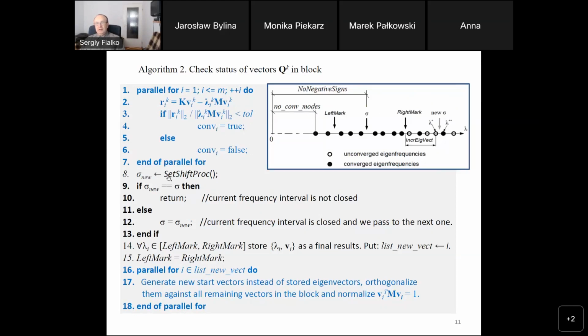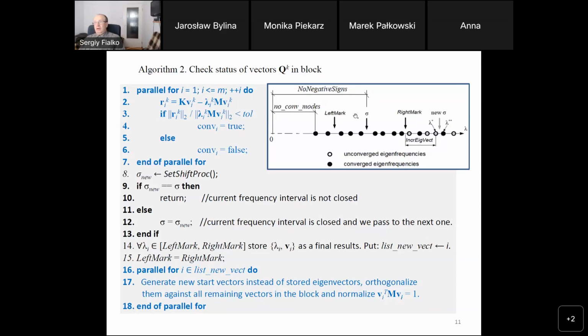Then we call the set shift procedure. This procedure checks whether all Ritz pairs in the interval between the left mark and sigma have converged. If yes, this procedure determines the right mark, which is the first unconverged Ritz pair. And then, using the increment h_vec parameter, it evaluates a new value of shift. The increment h_vec parameter implicitly affects the computational stability of the entire method.